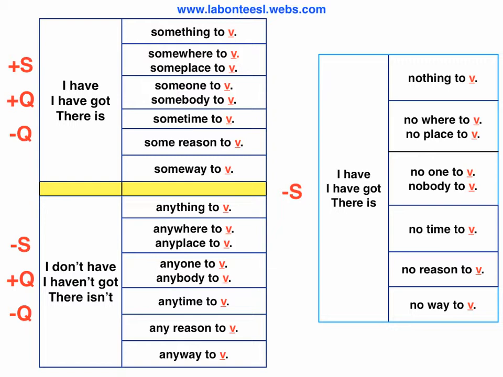I've got no one to go out with. She had nothing to save. There was no reason to give her money. Doesn't she have some way to get there? Did he have somewhere to teach? She has no place to stay.